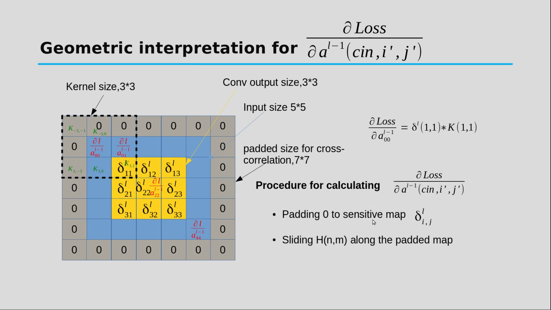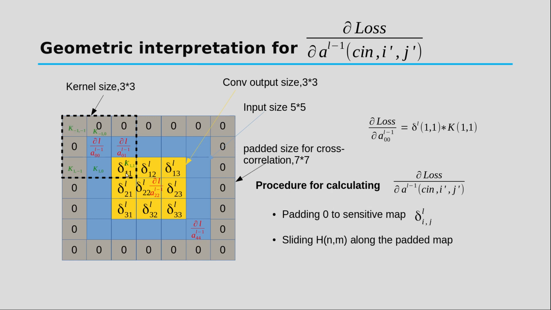Just pad 0 to the sensitive map. This is the output upper bounding box, upper region, and you pad 1 0 to match the sensitive map to be the same size as the input, and then you pad another 0 here to the input area, and then you do this sliding operation, sliding and element wise multiply.